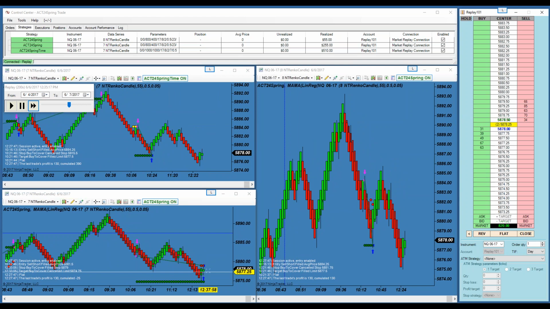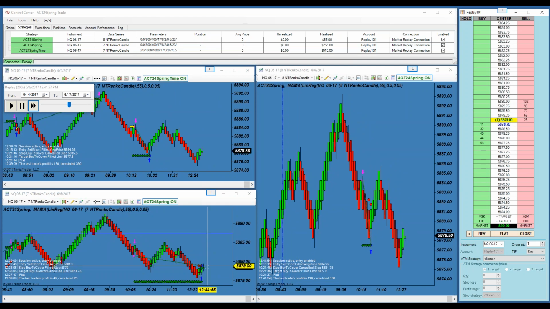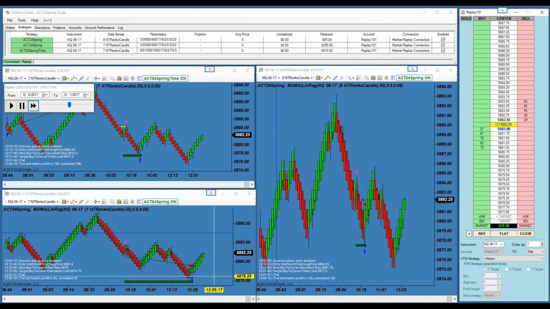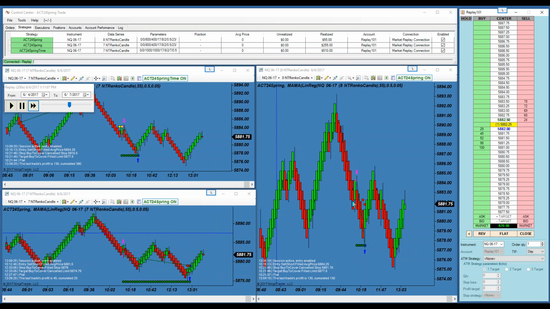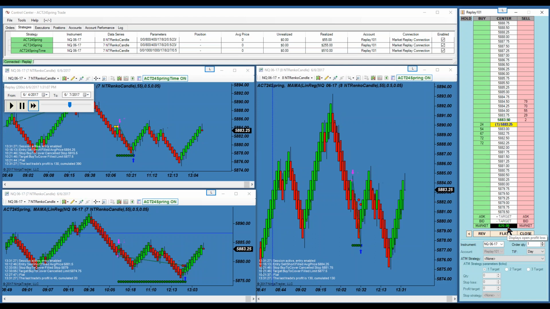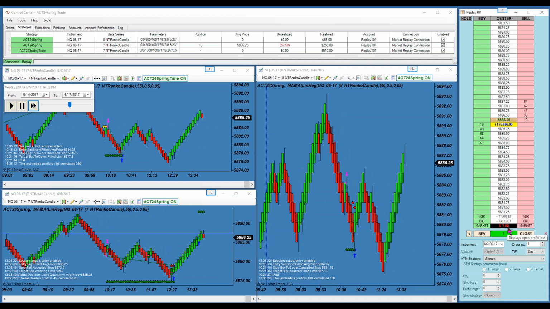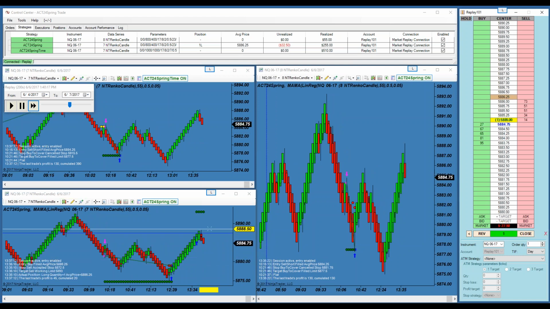Okay, we got a partial win here on the 7. It almost hit the target. It was a tick away. So we had a nice day. We're up $820. And still can trade. How about that?